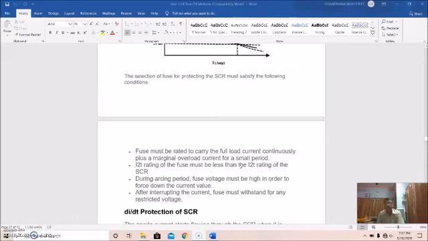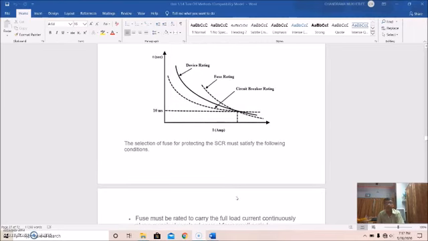The fuse must be rated to carry the full load current continuously plus a marginal overload current for a small period. The I squared t rating of the fuse must be less than the I squared t rating of the SCR, and during the arcing period, the fuse voltage must be high in order to force down the current value. After interrupting the current, the fuse must withstand any restriking voltage.